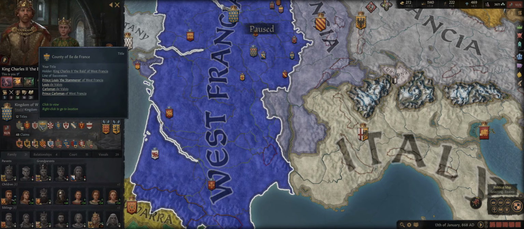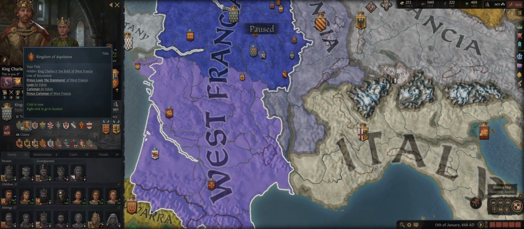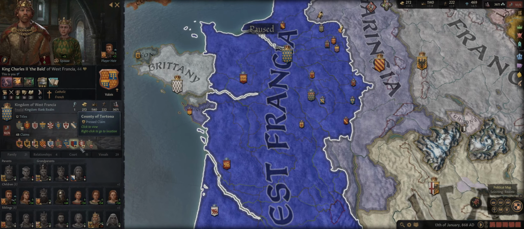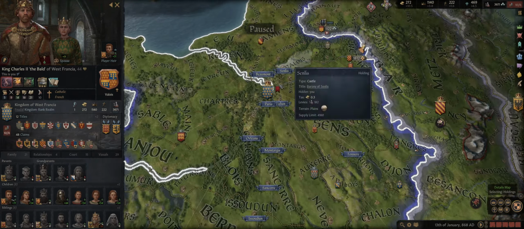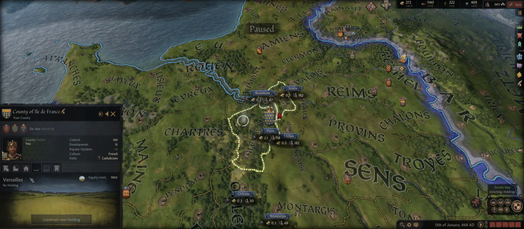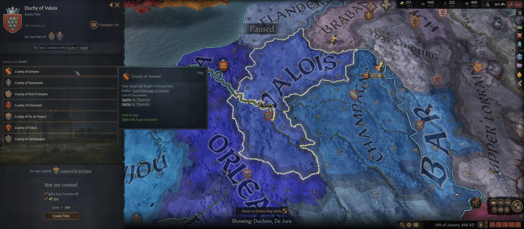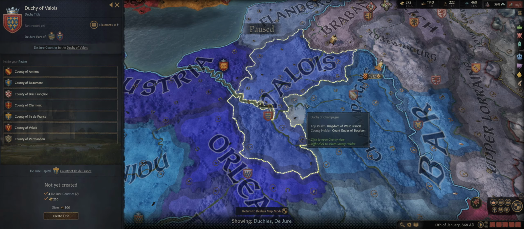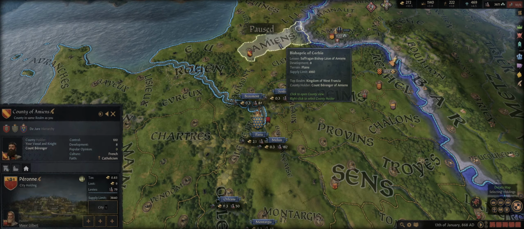So let's go ahead and take a look at what duchies we own. We own the Kingdom of Aquitaine, the Kingdom of West Francia, and all these individual counties. So our capital is located here in this duchy, in particular the Duchy of Valois. We can create this title at the cost of 250 gold and 300 prestige, and it encompasses all of these provinces here.